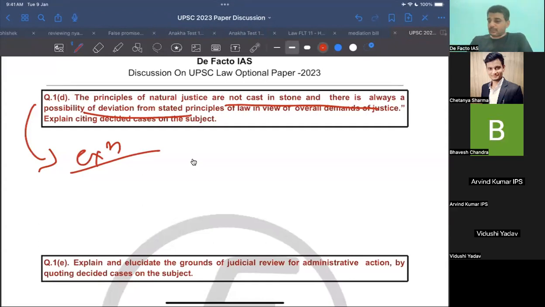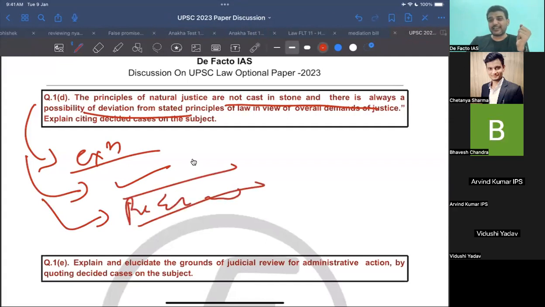Second thing, new principles of natural justice keep on evolving, right? So you can write, okay, post-decisional hearing has become part of the principle of natural justice. You can write how a recent decision has become part of the principle of natural justice. So two things: exceptions make it flexible, and new things keep adding on. These two things would be more than sufficient along with one case. So again, it is a very, very easy question.